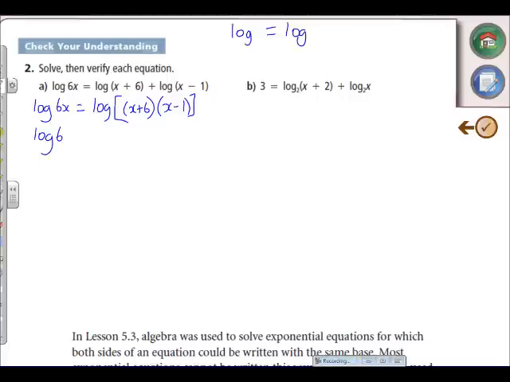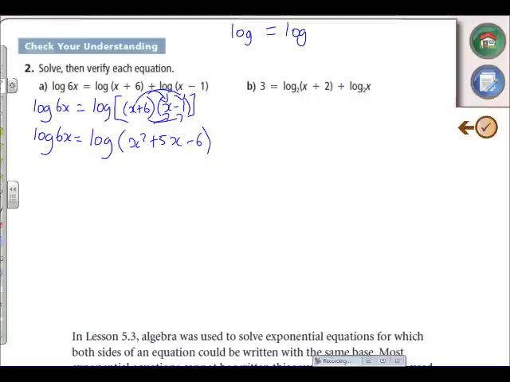Let's expand that inside there. So log 6x equals, boom, boom, boom, boom. Let's expand that baby up. So log of x squared minus x plus 6x, so x squared plus 5x minus 6. Now I've got one log equal to one log. If I multiply both sides by 2, it's still equal. If I divide each side by 5, it's still equal. If I square both sides, still equal.